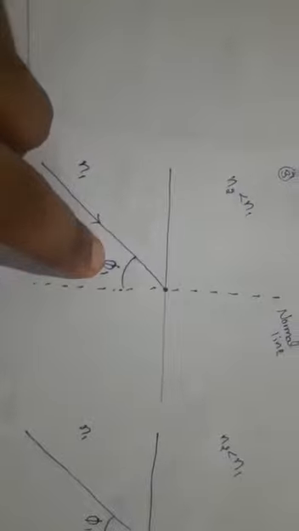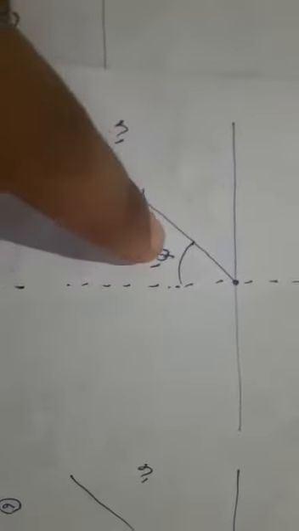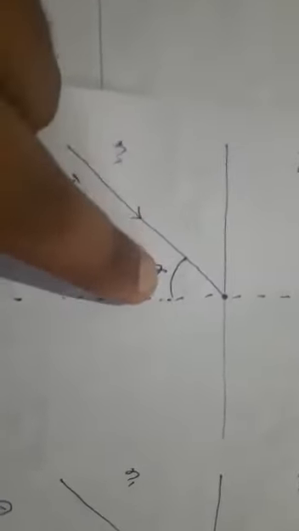So in first step I have taken the two materials. Second step I have taken the normal line here. Next, in third step, I have applied a light wave to the boundary, and it is the angle of incidence, that is phi 1.